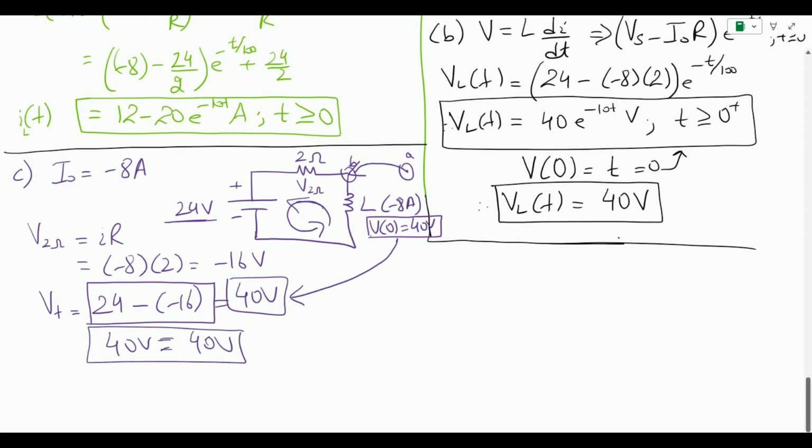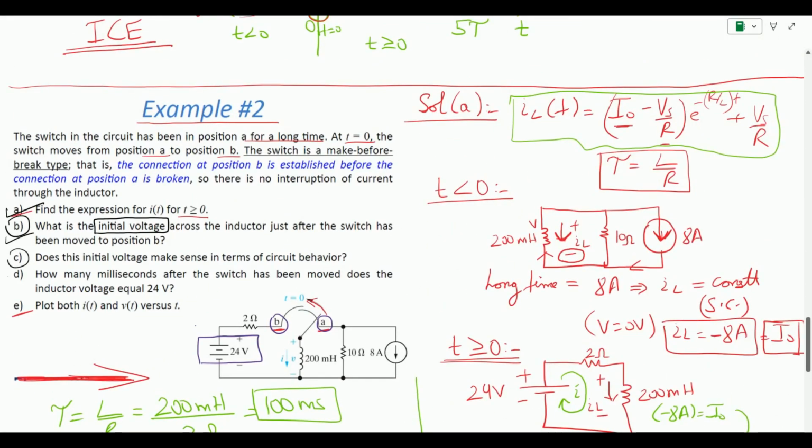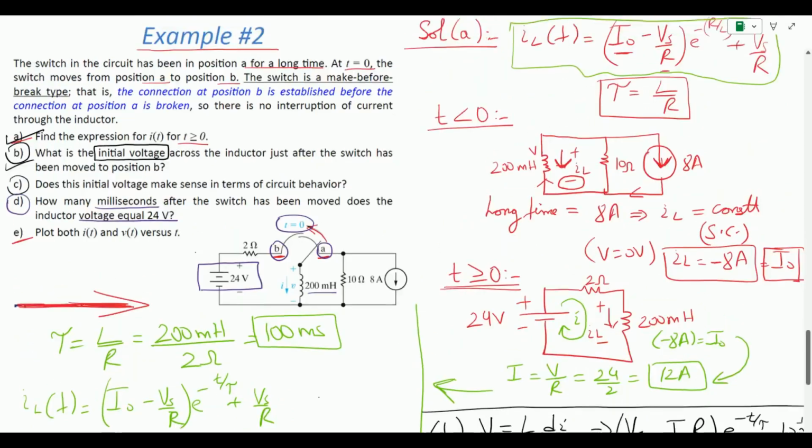So this is how this is happening. So now let us go to the next portion of the problem, that how much time in milliseconds it takes the switch to induce the voltage or have the voltage of 24 volts. Basically we have been asked that how much time the switch is going to take to move from A to B, so that we get 24 volts across this 200 milliohm inductor.